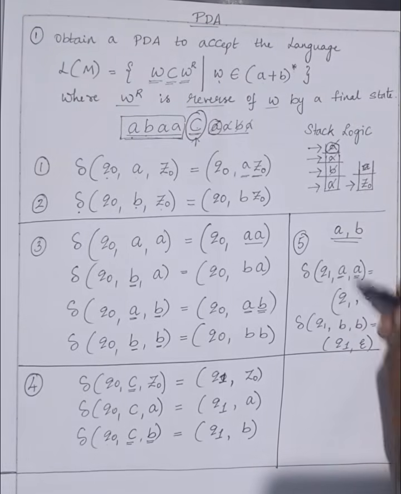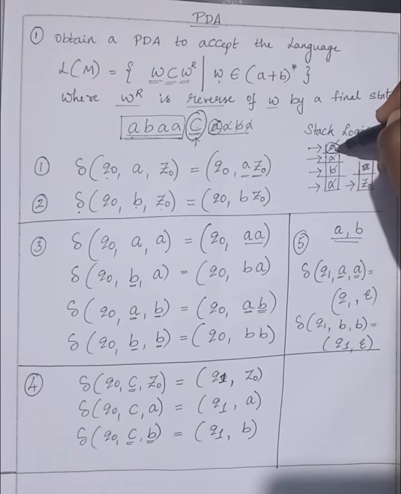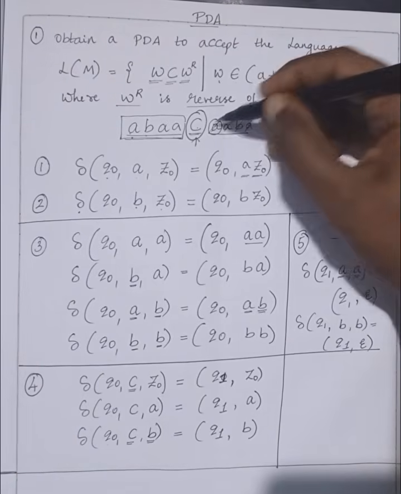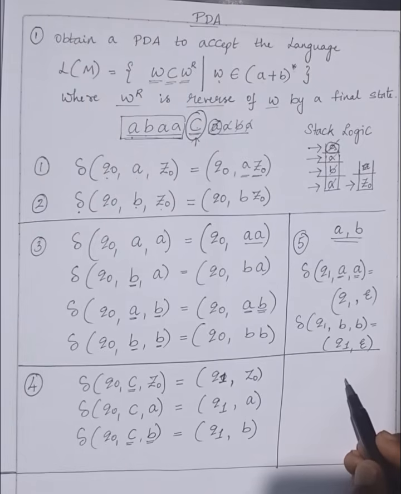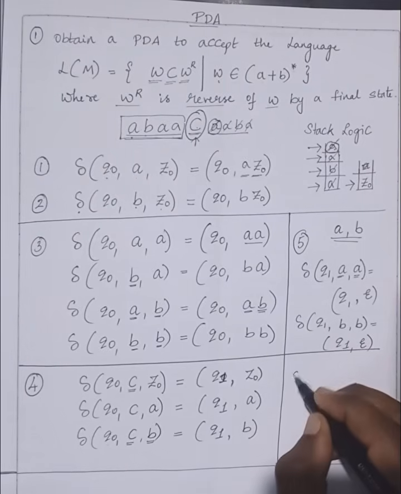Here we don't have the other two combinations. Why? Because whenever we are popping, we should be very conscious that we only pop when we have a matching element. That's why we don't take the other two combinations. That is not allowed. So these are the transitions, and after all this, the final state.